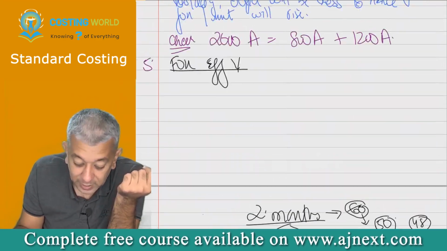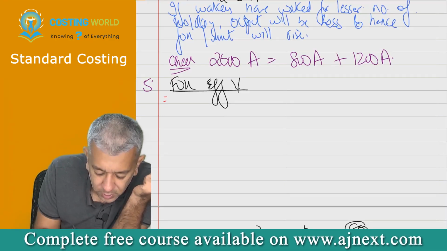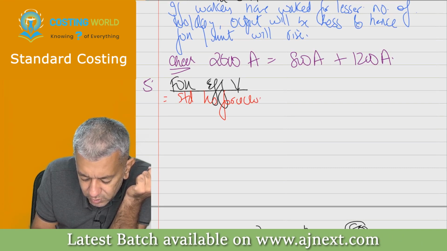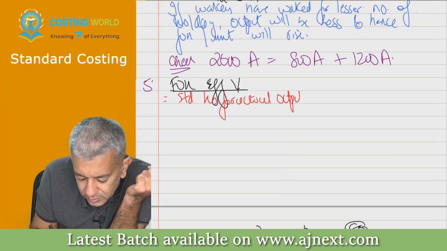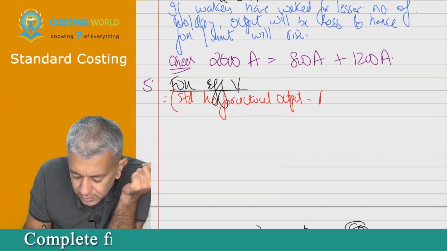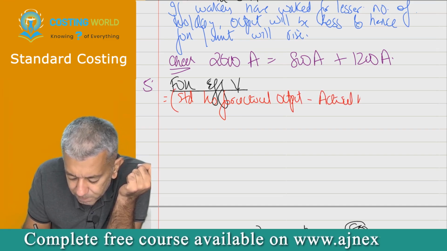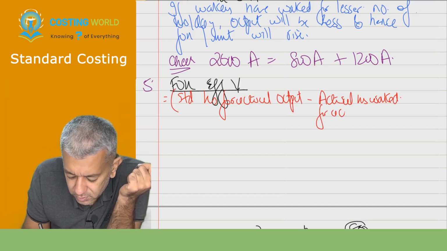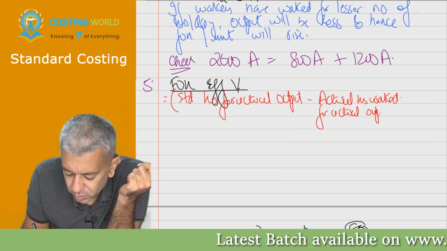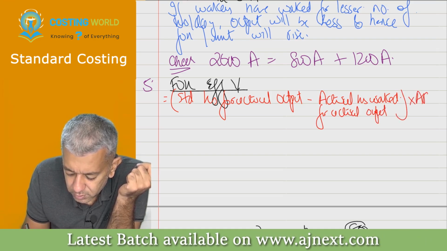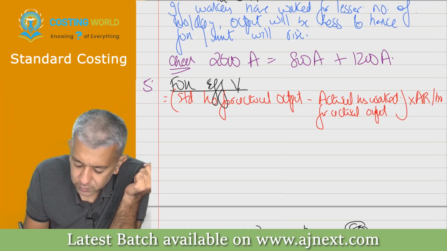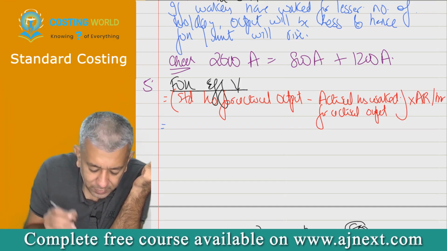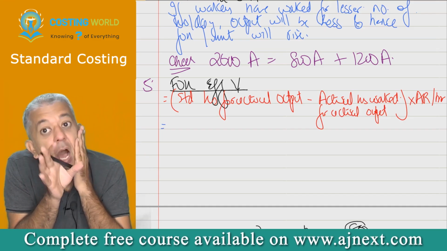Let me write down the formula first. Write down: standard hours for actual output minus actual hours worked for actual output. This will be the difference of hours, so multiply by the absorption rate per hour. Now you are going to tell me how to compute it.